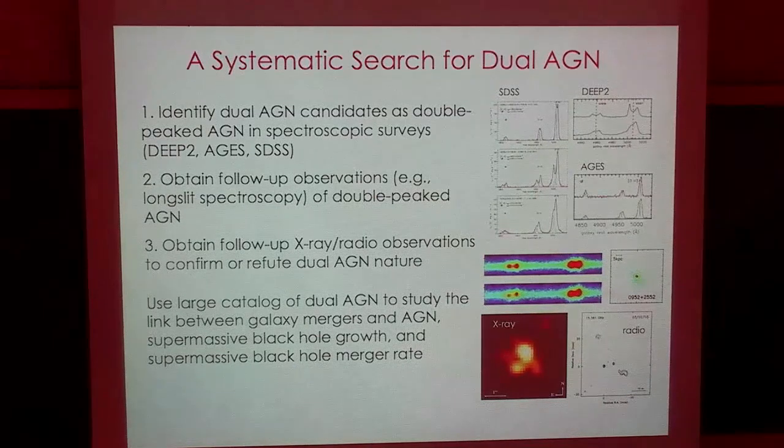So dual AGN are actively accreting black holes in mergers, and they're also the smallest separation black hole pairs we've been able to observationally confirm so far. So they're exceptionally useful for studies of merger-triggered AGN activity, black hole growth, and the black hole merger rate.